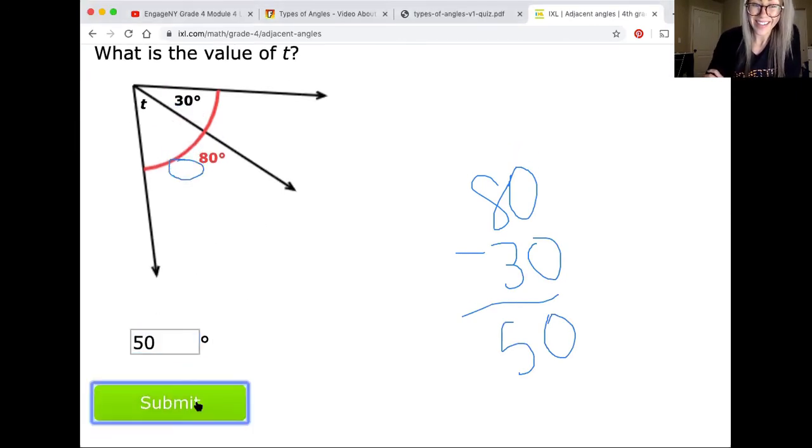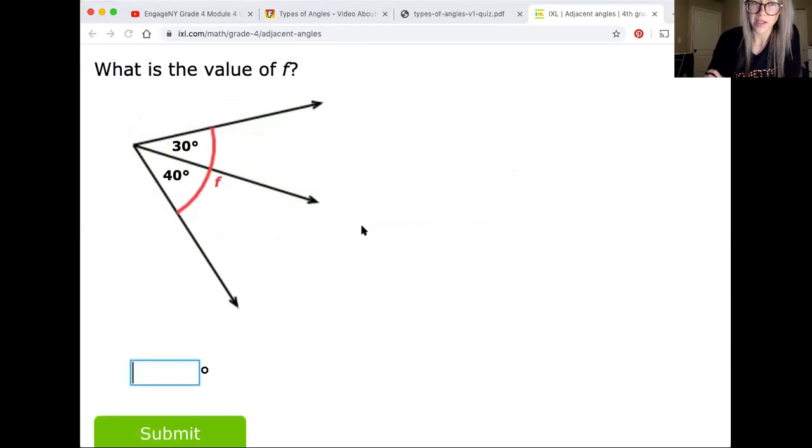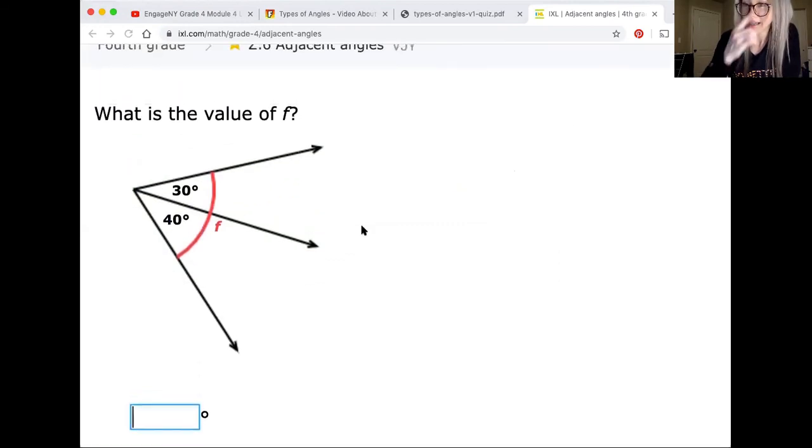Cross our fingers. Excelente. All right, now, I wanted to say that was the last one, but I just saw this and I thought, yeah, you're going to need to know what to do here. What is the value of F?